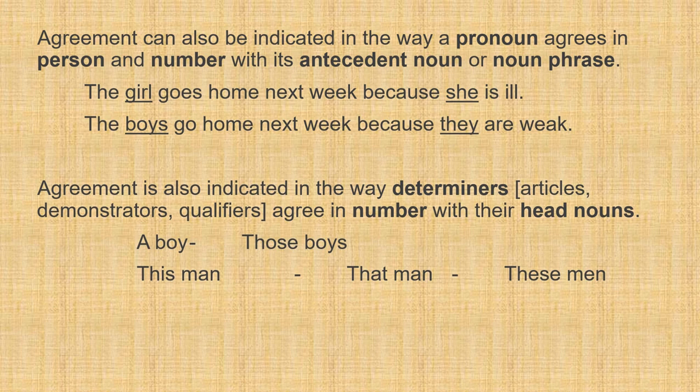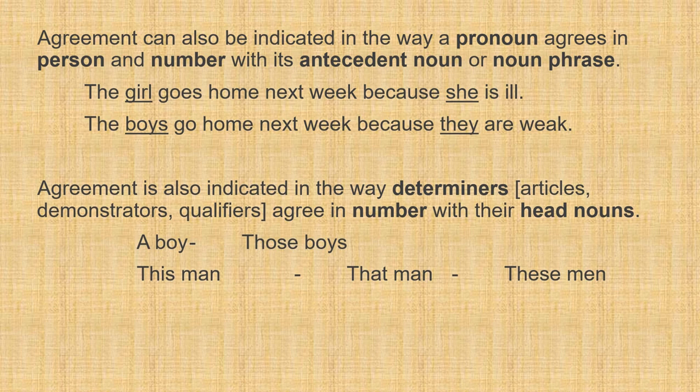The other example is the boys go home next week because they are weak. In the first example, apart from being feminine, girl, it's also singular. So the pronoun she, feminine pronoun, and singular must be used. While in the second example, the boys indicate the plurality of the subject and masculine. And so here, because there's no plurality for the masculine gender, it's going to be plural pronoun that will be used, they, for the boys to show that it's plural.